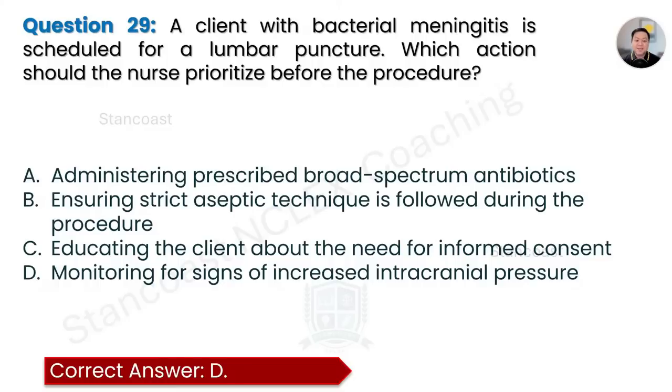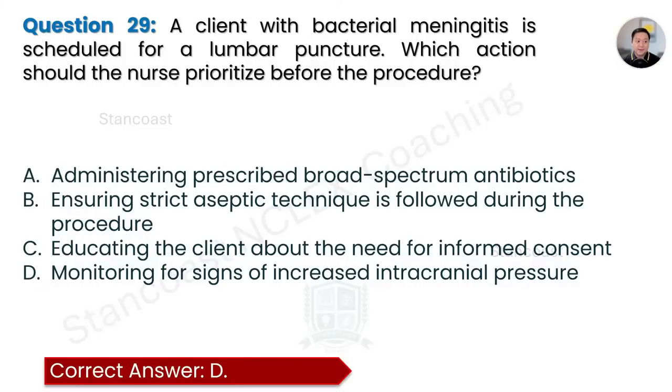Now, option letter A is incorrect because administering antibiotics is essential to treat meningitis, but does not take precedence over ruling out contraindications for the lumbar puncture. Letter B, ensuring strict aseptic technique is also important during the procedure, but is not the priority pre-procedure action. And for letter C, informed consent is necessary for legal and ethical reasons, but does not address the immediate safety risk.